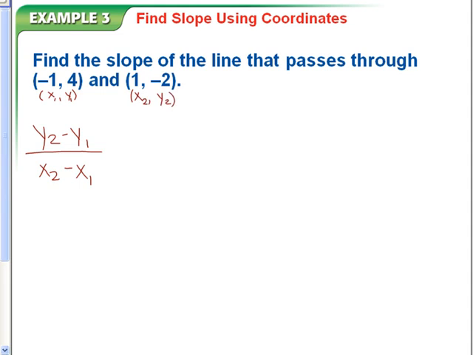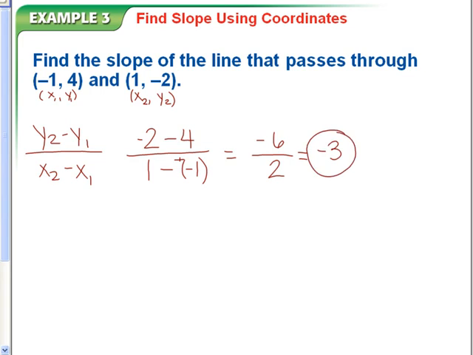So our second y value is negative 2 minus our first y value, which is 4. Then we look at our second x value, which is 1, minus our first x value, which is negative 1. So our numerator will be negative 6, and our denominator, when you subtract a negative, you are really adding, so 1 plus 1 is 2. And then if we can reduce that, we should. This can be reduced to negative 3. So our slope is negative 3.